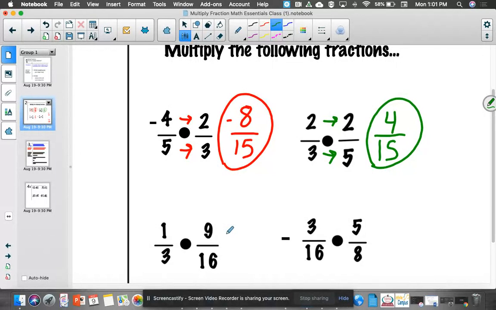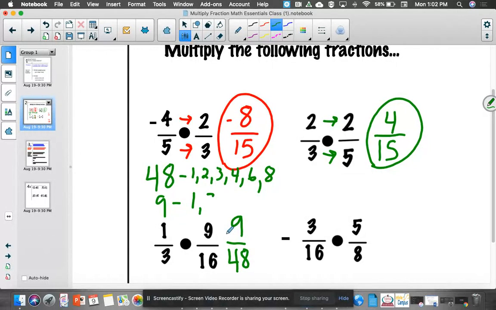So we have 1 times 9 is 9. 3 times 16 is 48. I know, so we have 48 and 9. So for the common factor, you go 1, 2, 3, and I know it goes higher because 4, 6, 8 are in there. 9 is 1, 3, 9. So the greatest common factor we see is 3 for 9 and 48.